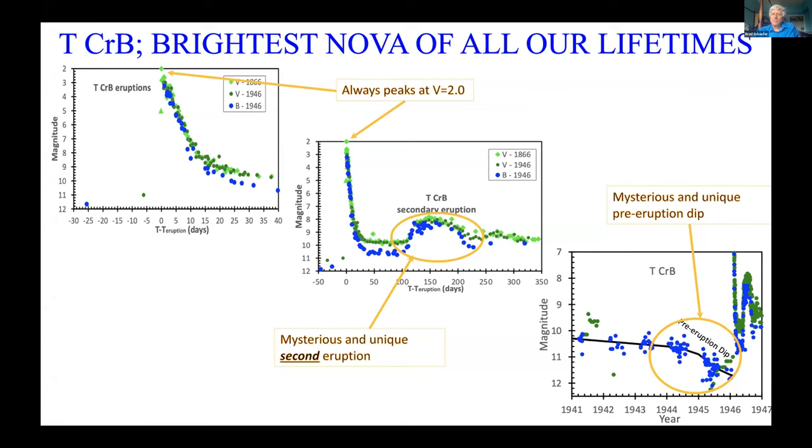And for example, here are some of Leslie Peltier's observations down here. This is the time at which Leslie Peltier submitted his Harvard announcement card saying, wow, look how much this has faded. This can only mean that T CrB is going to erupt. And he was right.